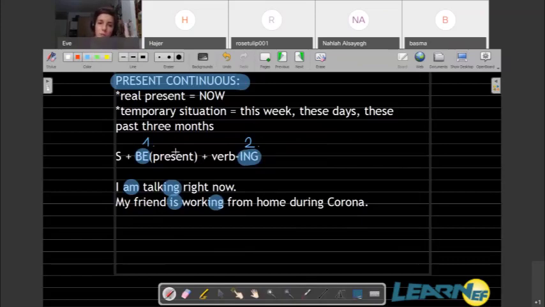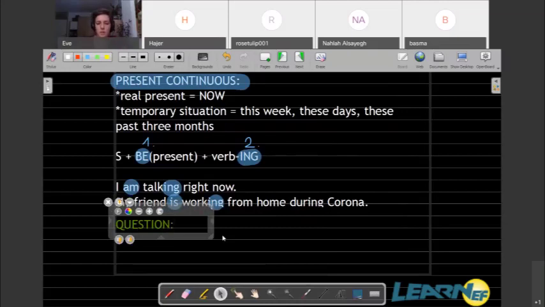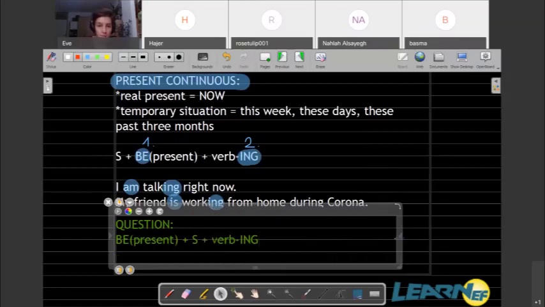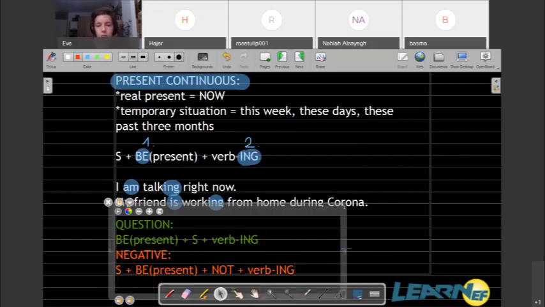Here, because we have two verbs, verb be in present and verb ending in ing, we can switch subject and the verb to be to have a question. That means the question form is made by using verb be in the present, then subject, then verb ending in ing, okay? Whereas negative is just subject, verb be in present, not, and then verb ending in ing, okay? That's the structure. I'm going to give you examples to better understand.